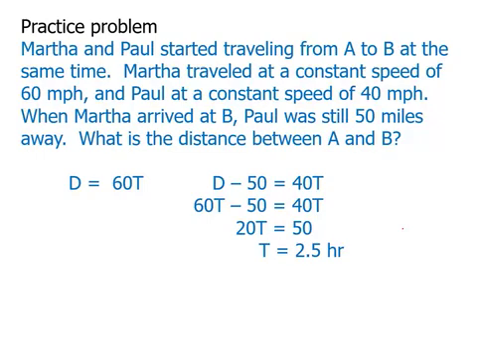Now that we have the value of t, we solve for d. Plug this in, it makes sense to plug it into the first equation. d equals 60 times 2.5. Well, 2 times 60 is 120. 0.5, or 1/2 times 60 is 30. 120 plus 30 is 150, and that's the distance.